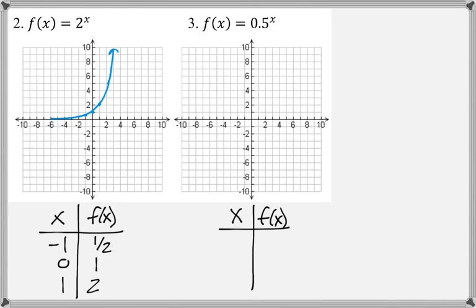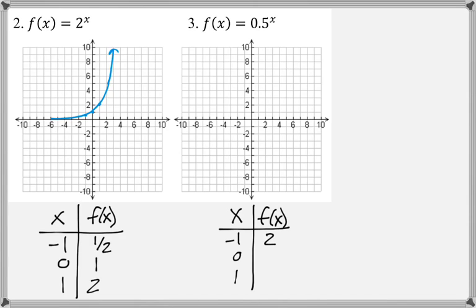Let's look at number 3. So I want to plug in the same points. So -1, 0, and 1. So if you take 0.5 and raise it to the -1, you get 2.